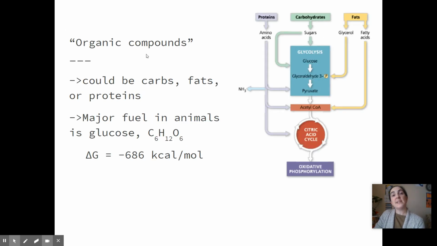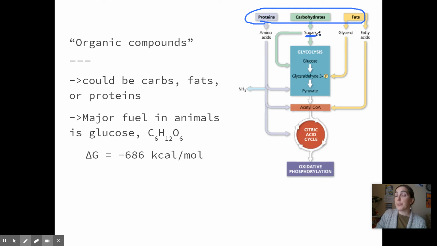Now, the reason that I said organic compounds instead of specifically glucose is that your body and other living things can actually use a lot of different types of molecules as sources of energy. You actually can break down fats. You probably knew that one. You can also break down proteins to get some energy. But the reason that when we learn about this, we focus on glucose is that glucose is a sugar, and sugars are the primary source of energy for living things.